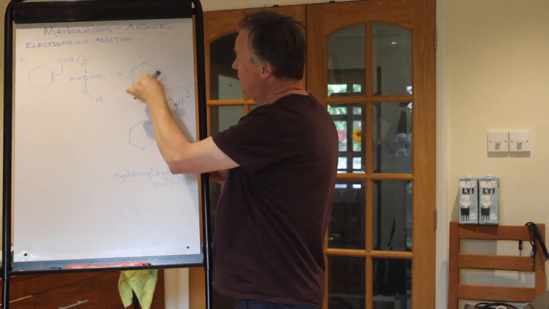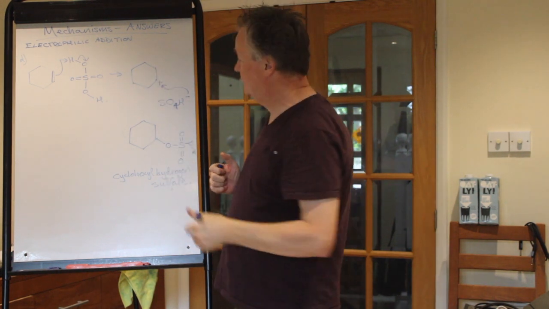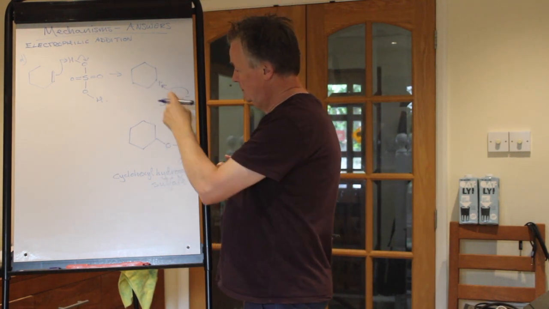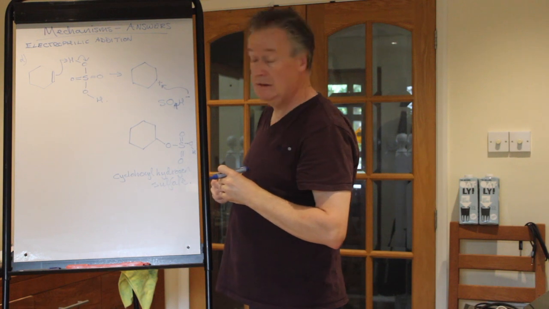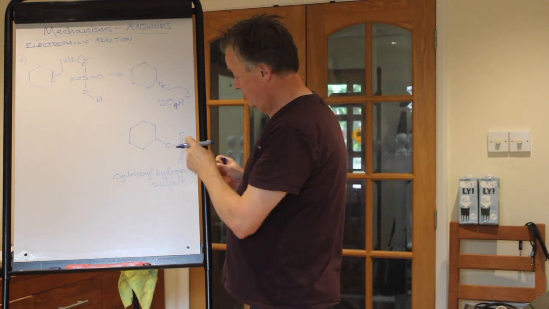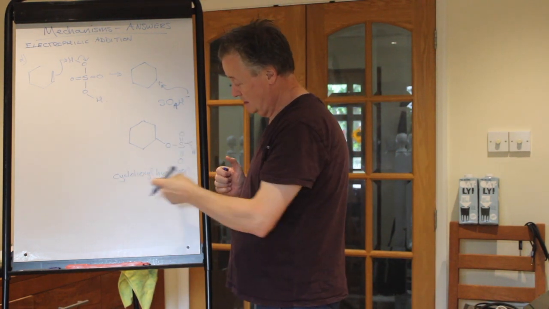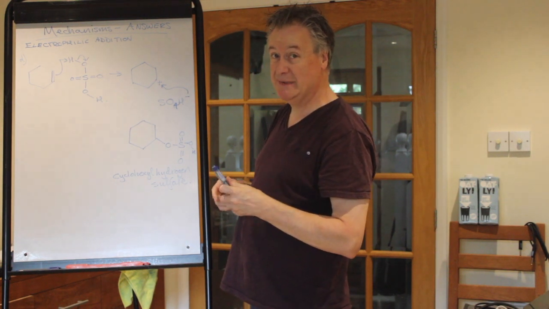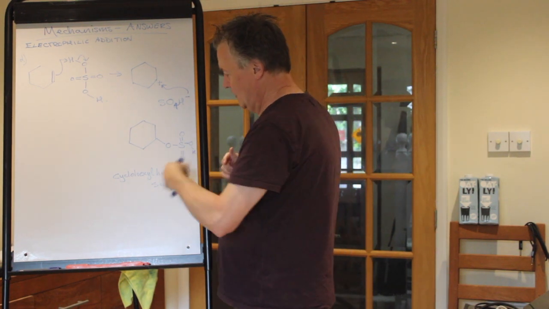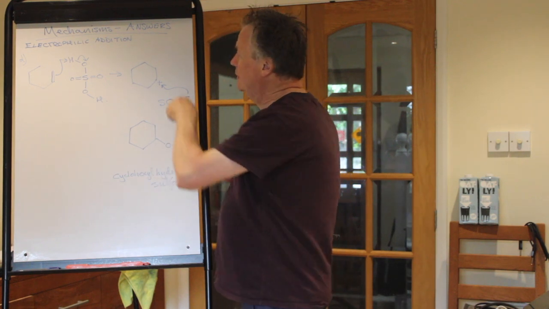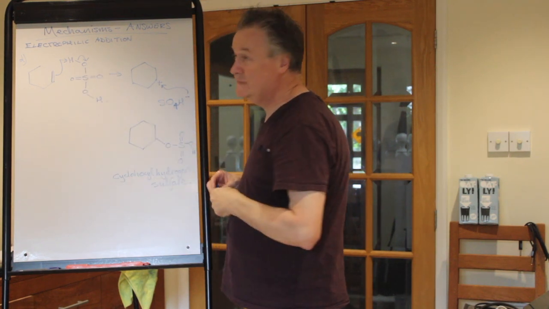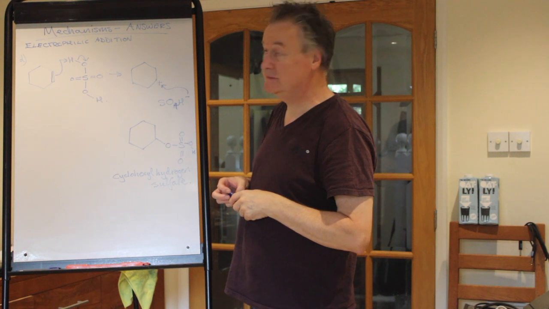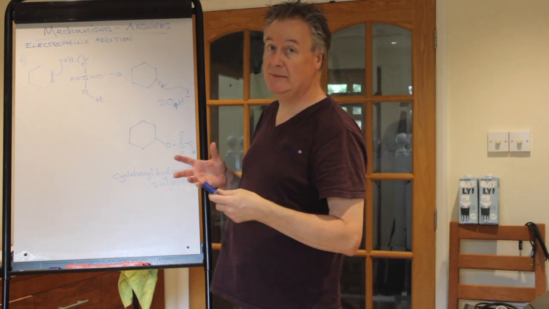So we get the cyclohexyl carbocation plus SO4H goes in. There you get cyclohexyl hydrogen sulfate. I did make an error with the name in the explaining video. Got it correct this time. So it is very similar in mechanism to the HBr mechanism.